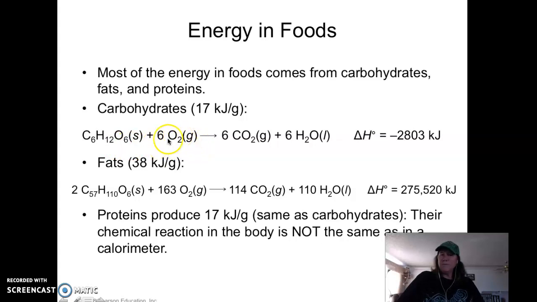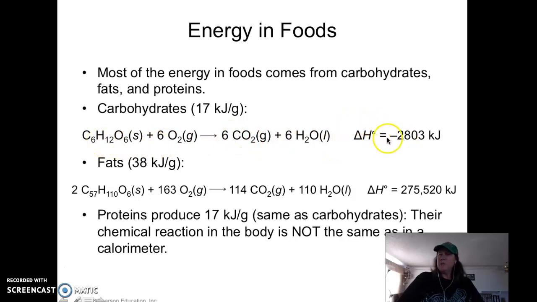Plus oxygen. You've got to burn it. You get carbon dioxide and water. This is a combustion reaction. And negative 2803 is the enthalpy of the reaction. 2,803 kilojoules. That's how much energy is released. And that's what we do when we burn our food. We get energy, we get heat, we get ATP, things like that.